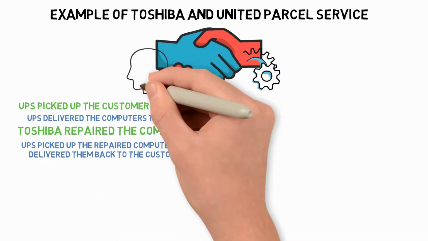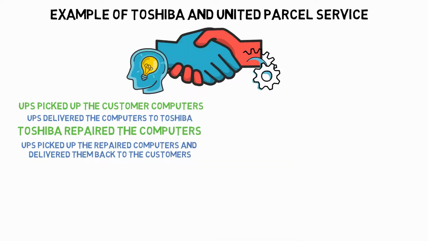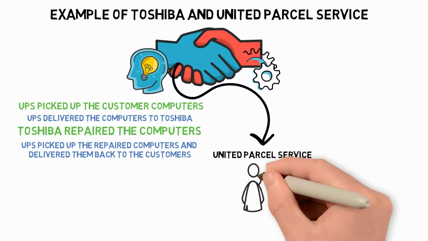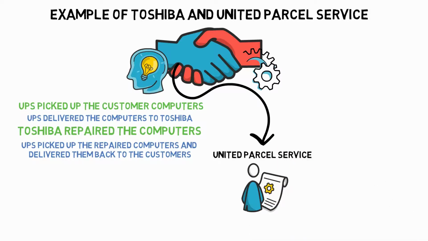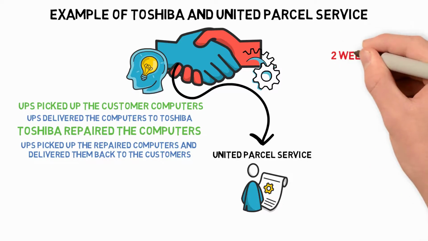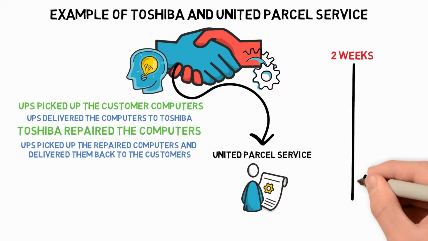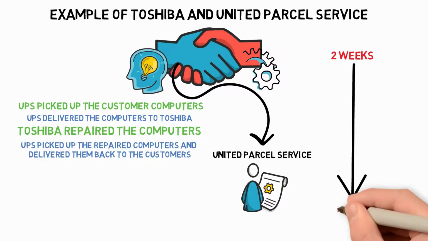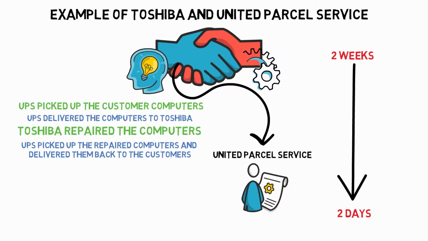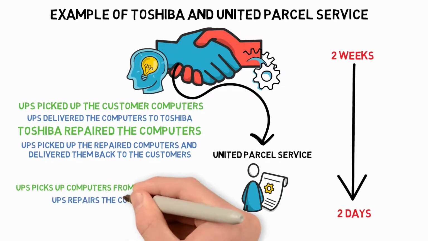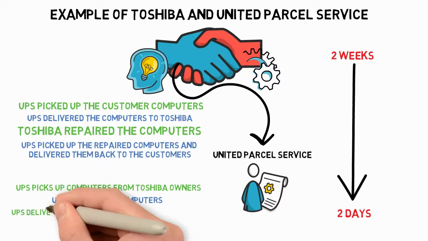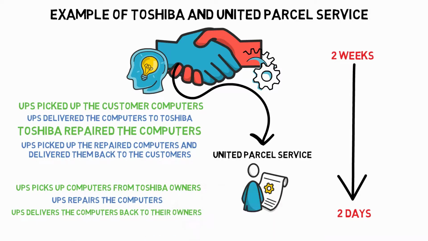But after the operation, the management team came up with an innovative idea. The United Parcel Service hired and trained individuals to repair laptops. This improved efficiency and reduced time. Earlier, people had to wait 2 weeks without a laptop, but this method was more effective, and now it takes only 2 days. UPS picks up computers from TOSHIBA owners. UPS repairs the computers. UPS delivers the computers back to their owners. This ensures better customer service, and it ensures a strong and profitable strategic partnership between UPS and its customer TOSHIBA.